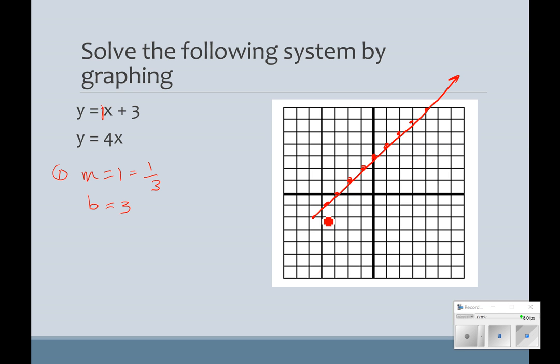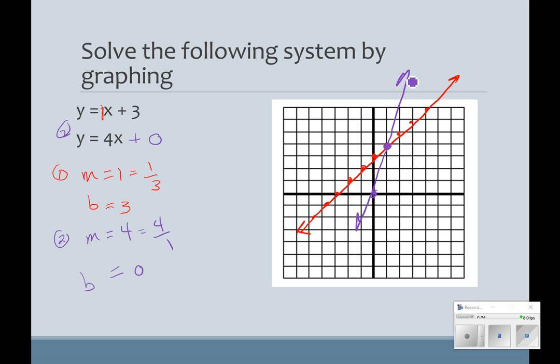Now with the systems, the more points you graph, a lot of times it's easier to find your intersection. So my second equation, y equals 4x, remember that can be rewritten as y equals 4x plus 0. So my slope is 4, or 4 over 1, and my y-intercept is 0. So I'm going to go to 0. The rise is 4, and the run is 1. So even if I just go up 4 and over 1, I've already found my solution.